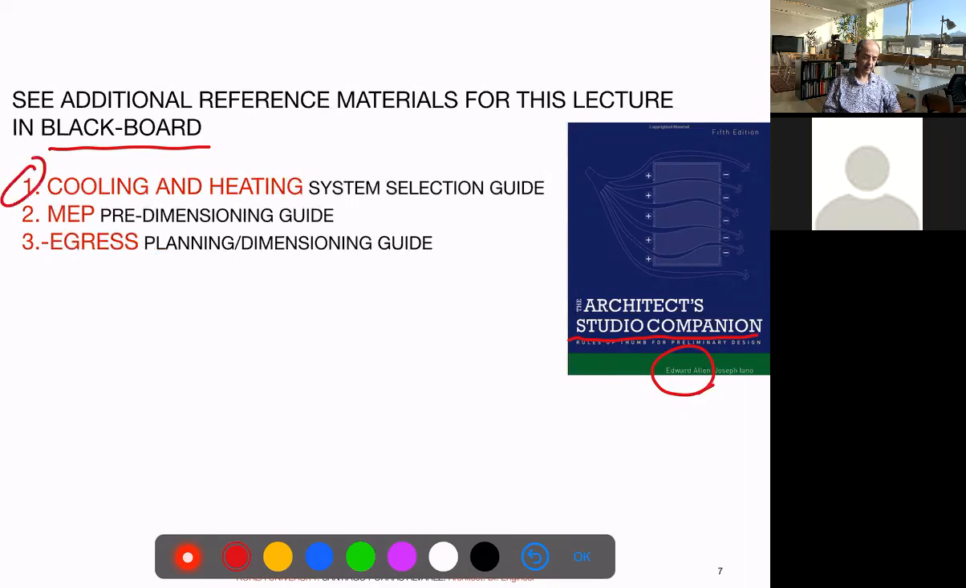Right, so cooling, heating, MEP, and egress are the elements which you have. And if you want more, you can go to the book, and you will have from structure to almost anything you need to decide in terms of dimensions in your project.